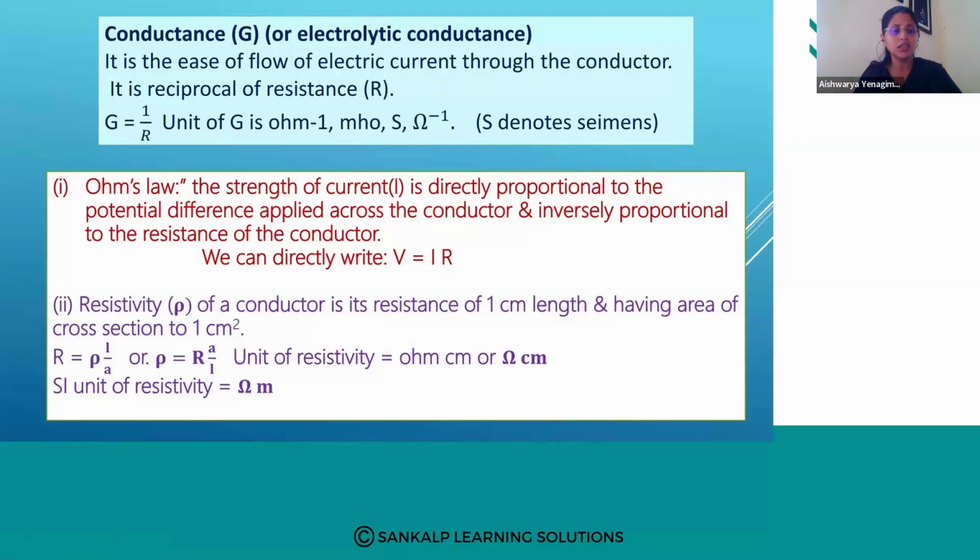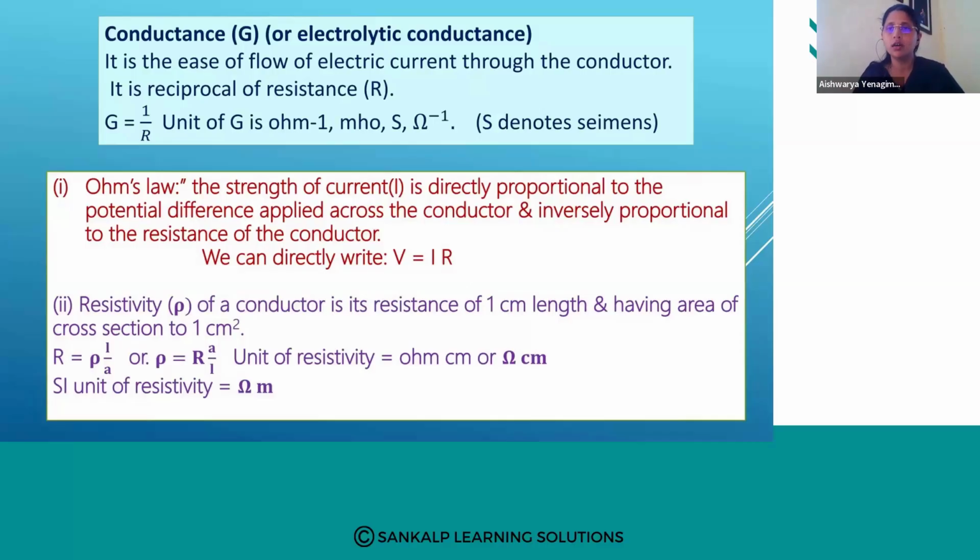What does conductance mean? To understand this term, first we need to understand certain basics. The word conductance means what? It is the ability to conduct electricity. How much current can be conducted? That we call conductivity. It is the reciprocal of resistivity.